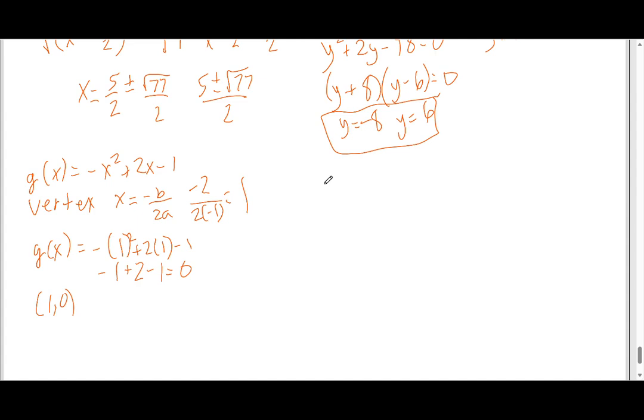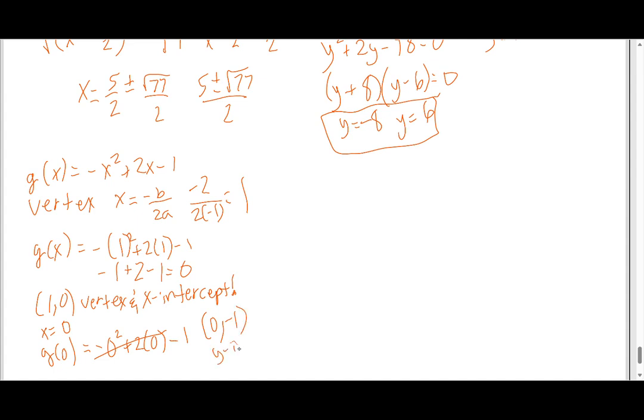Now because it has a 0 in the y, that is actually both the vertex and the x-intercept. It's on the x-axis. And so we don't need to find the x-intercepts anymore. So there's only one of them, and it's the vertex. So let's go ahead and find the y-intercept. That's a little bit easier anyway. We're going to plug in 0 for x and see what the y value is. G of 0 is negative 0 squared plus 2 times 0 minus 1. So that first part's just gone. And our y-intercept is 0, negative 1.